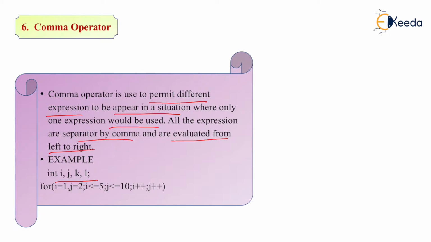And for the condition, we are given two different conditions, that is i is less than or equal to 5 and j is less than or equal to 10. After that, for the increment and decrement operators also we are given two different operators. Fine. So with the help of the comma operator, we can separate the different initializations.